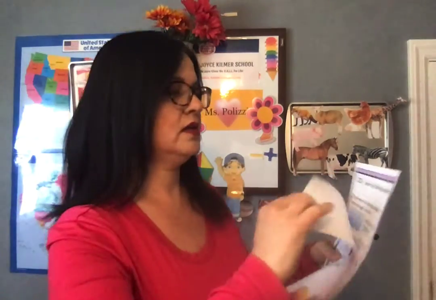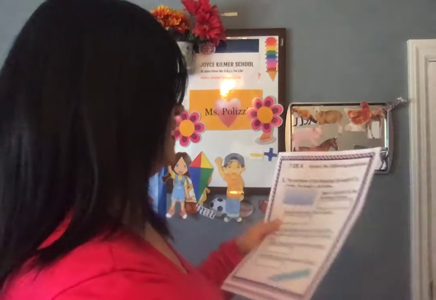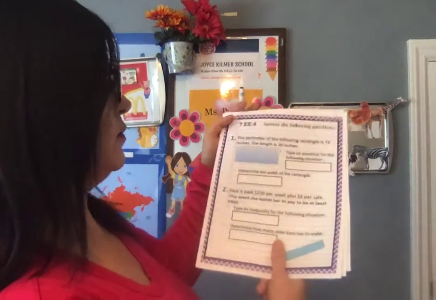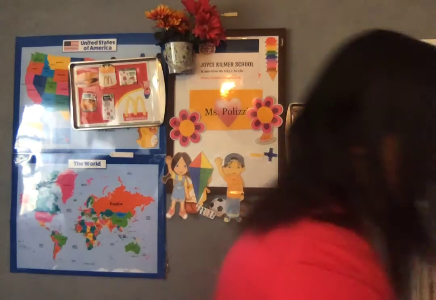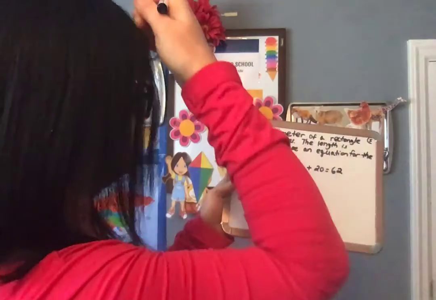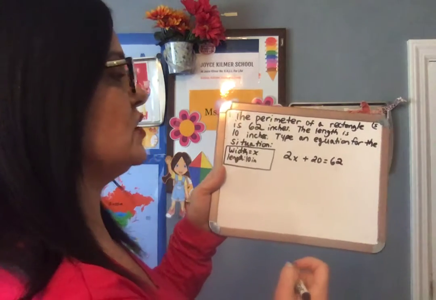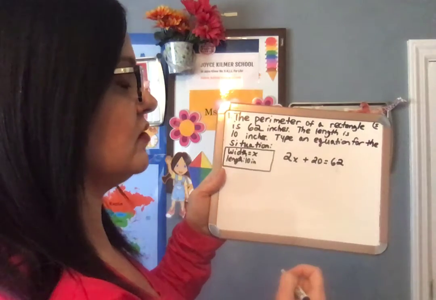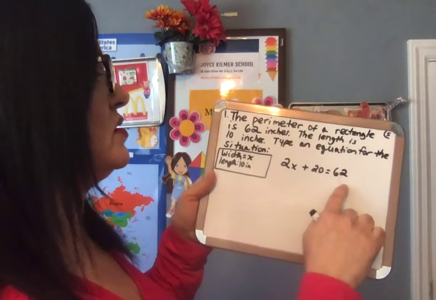And then the last page, let's see. The next page gives you some word problems to figure out. So we'll try some sample problems, okay? This one says the perimeter of a rectangle is 62 inches. So we know that the perimeter is when you add the 4 sides of a rectangle, and in this case it's 62 inches, so I put equals 62.